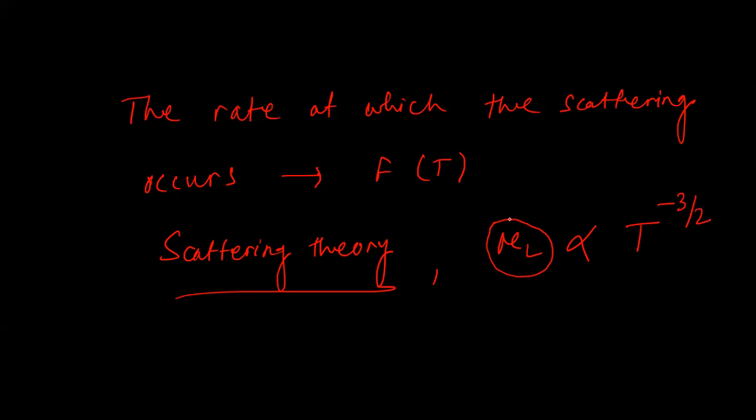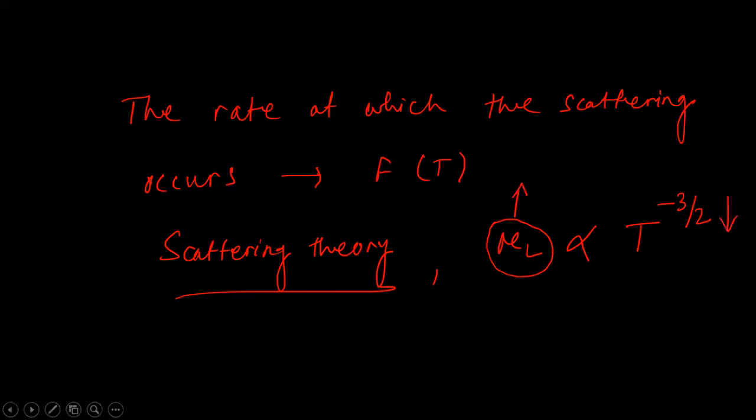Hence mobility will be affected as the temperature increases or decreases. For example, here the mobility will increase as the temperature decreases. You can see the negative sign, T to the power minus 3 by 2, right? So the mobility due to lattice scattering will increase as the temperature decreases.